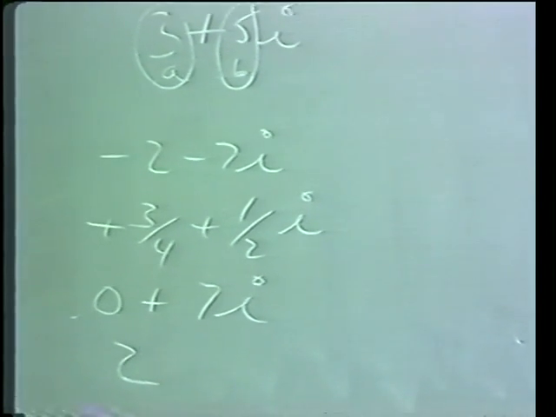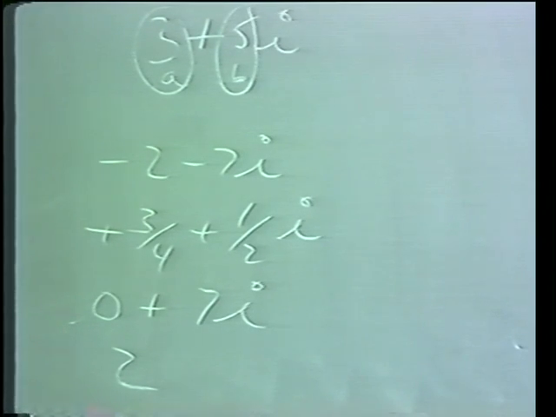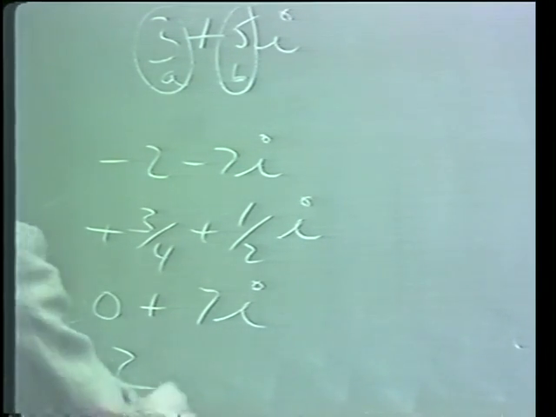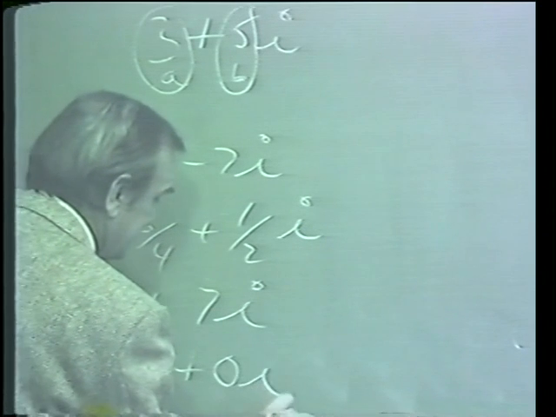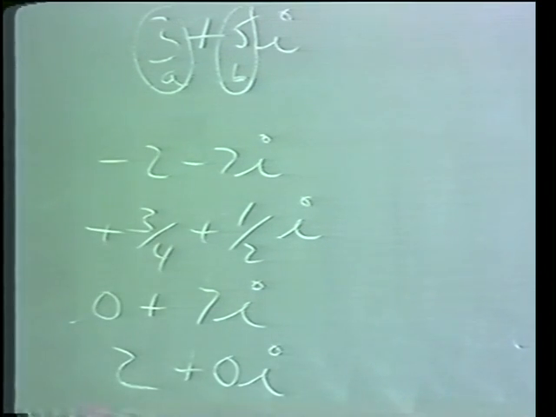Is that a complex number? No. No? Well, one time, Tony, you're wrong. This is 2 plus 0i. So in other words, everything's a complex number. Yeah. All real numbers are complex, but all complex numbers aren't real.